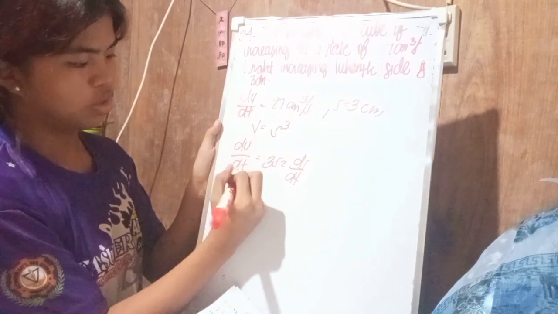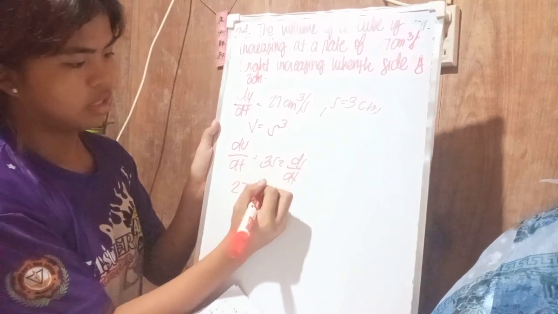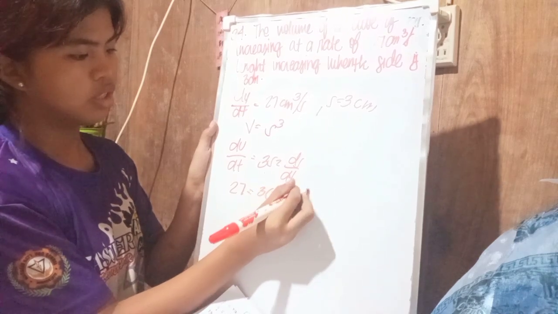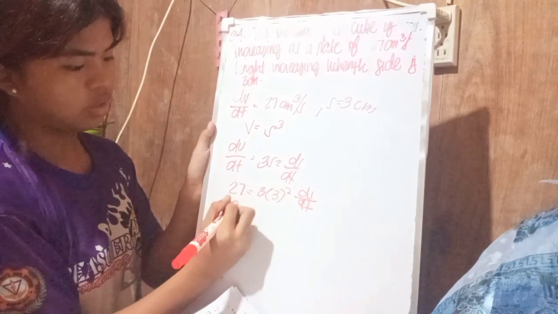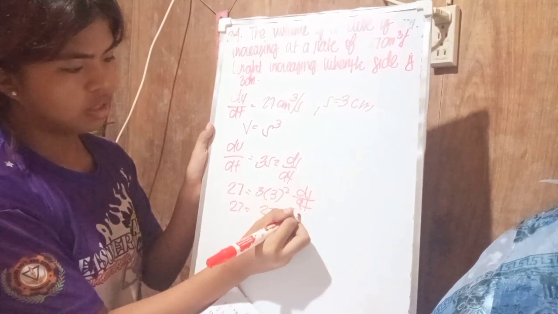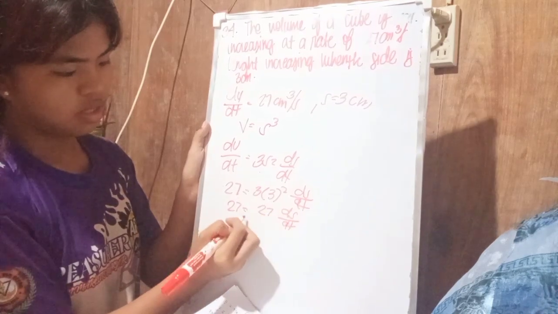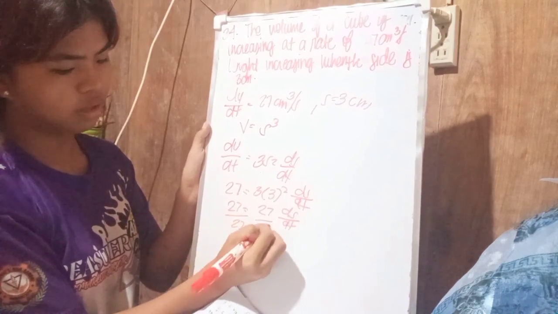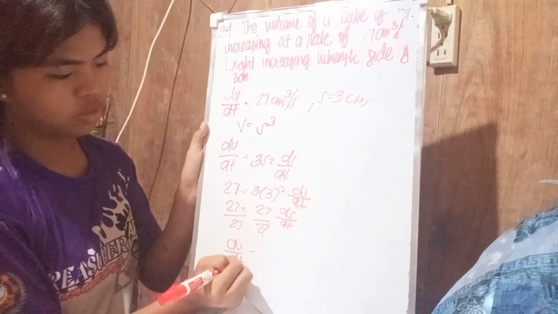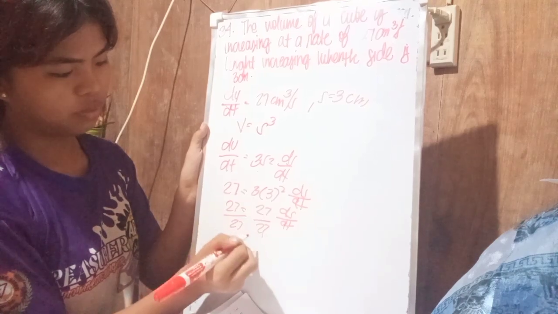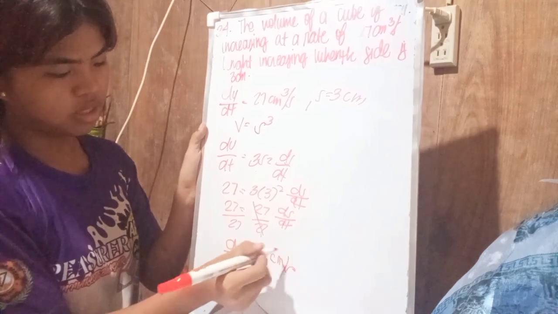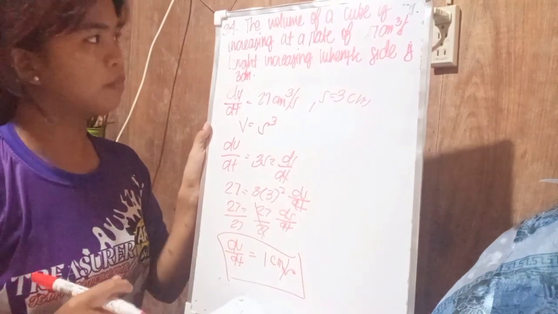So here 27, and s is 3, so 3 squared times ds over dt. 27 equals 27 ds over dt. Then divide both sides by 27. Then we have ds over dt equals 1 cm per second. So this is the answer for number 34.